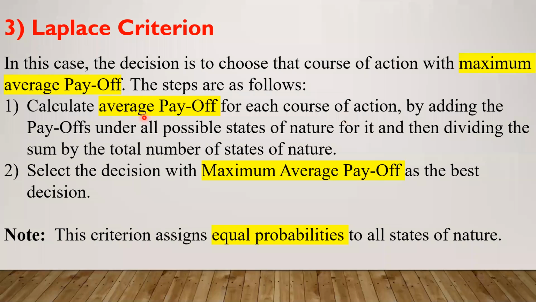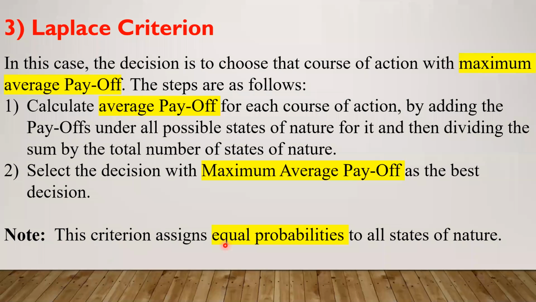So you calculate the average payoff for each course of action by adding the payoffs under all the possible states of nature and then dividing the sum by the total number. And then select the decision with maximum average payoff. फिर वो उस average में से maximum लेता है.